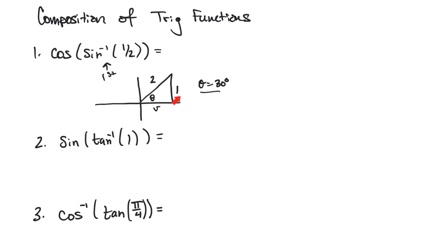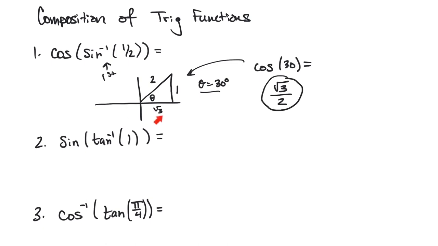I realize that that's a 30, 60, 90, so that's going to give me my 30 degrees. So I'm plugged in, and this whole inside thing is 30. Now, what is the cosine of 30 degrees? Well, I've already got the 30 degree angle drawn, so I'm just going to ask, what's the cosine of this angle? Adjacent over the hypotenuse. That's pretty straightforward: square root of 3 over 2. Just think about this as a two-step problem. Do the inside part first, and then do the outside part.